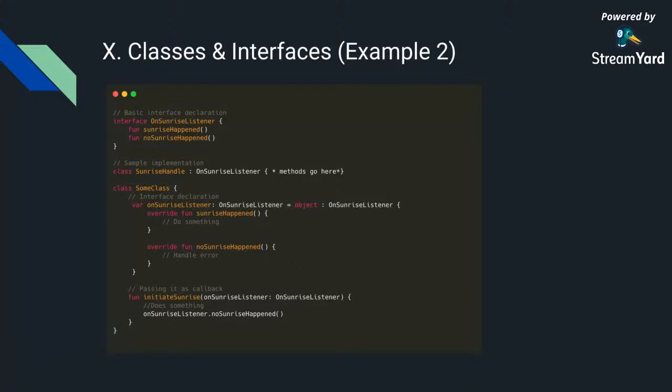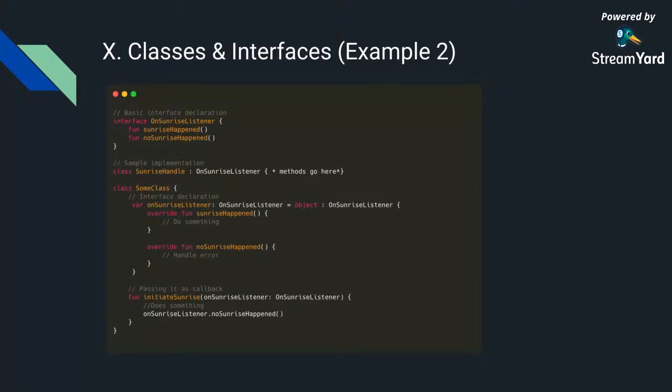So in Kotlin, I have declared an interface named on sunrise listener, and I am defining that listener over here. And then I'm overriding the methods that are already defined. This is what I meant by having a standard way of doing things, because any class that implements a certain interface will have to override its methods and do something with them. Now, this is clearly a very simple instance of an interface.